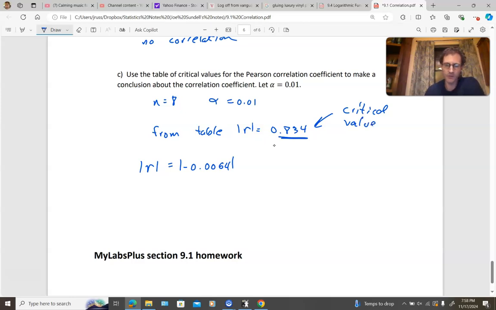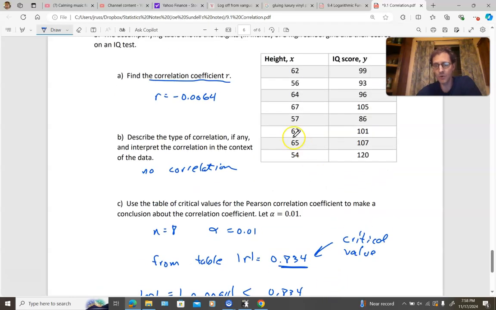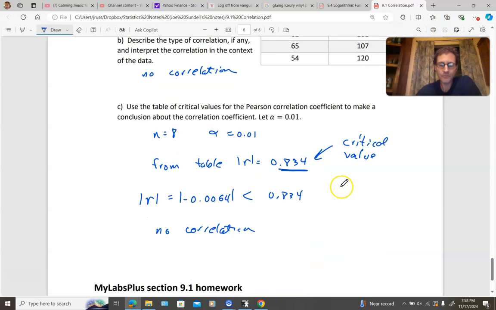Well, this one's pretty obvious, right? This is definitely less than 0.834. Because of that, we conclude that there is no correlation. So see, guys, at this particular level of significance and with this small of a sample, our correlation coefficient from the sample would have to be bigger than this, and this is pretty significant, before we can conclude that there's an actual correlation between a girl's height and her corresponding IQ score.